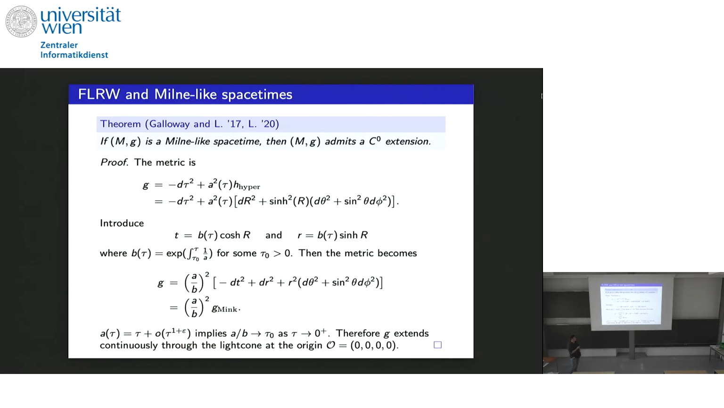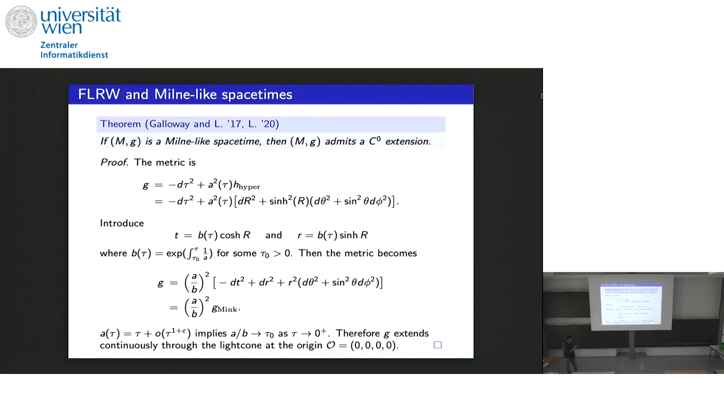And why are these called Milne-like spacetimes? Milne was the first person to do this, but he didn't do it for arbitrary hyperbolic FLRW spacetimes. He just did it for the case when the scale factor was equal to tau itself. And when the scale factor was equal to tau itself, then it isometrically embedded into Minkowski spacetime. In that case, in Milne's case, this conformal factor would have been 1. And you can actually see that because if a is tau, then this becomes e to the log, and that cancels.